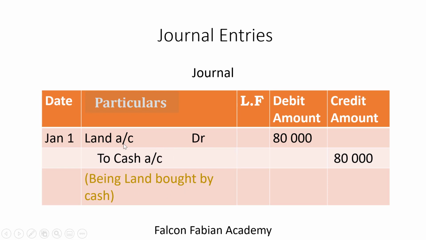Let's do it one more time. January 1, land account debit. In the debit column 80,000. In the next line, we would leave some space and then to cash account. And in the credit amount column 80,000 and the narrative is being land bought by cash. Now you have to remember that you have to follow the structure of the journal entry. You cannot change it. For example, you cannot write the credit entry first and then the debit entry. You have to stick to the structure.